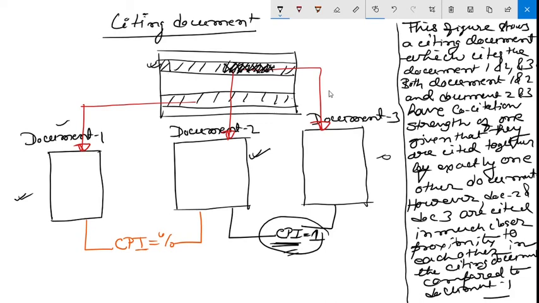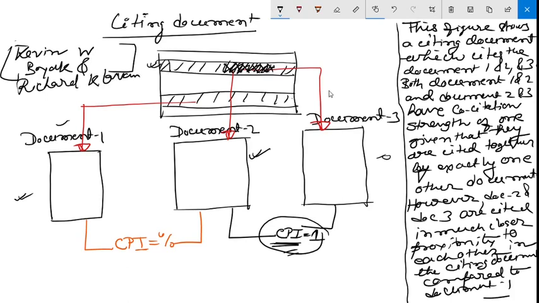This co-citation proximity index is developed by, you can write the scientist names if you want, basically 3 scientists who developed this: Kevin W. Boyack and Richard Klavans. I think 2013, the new concept. Fine, this is done.